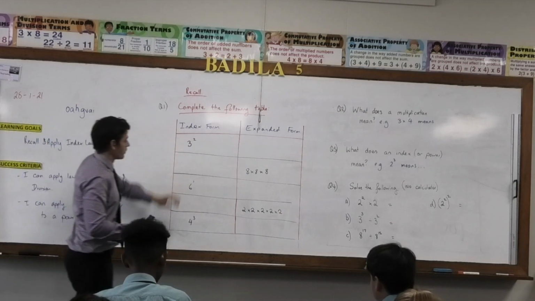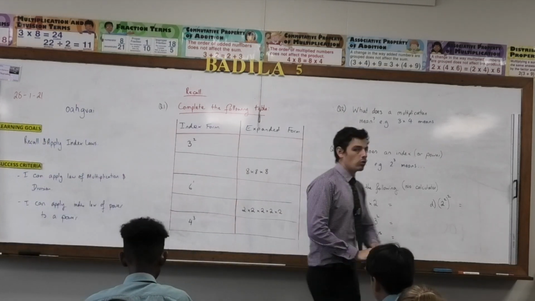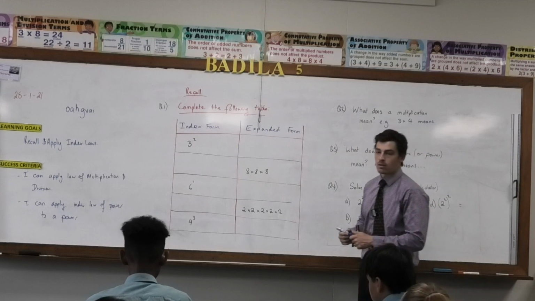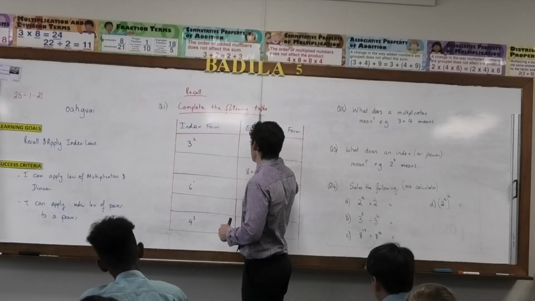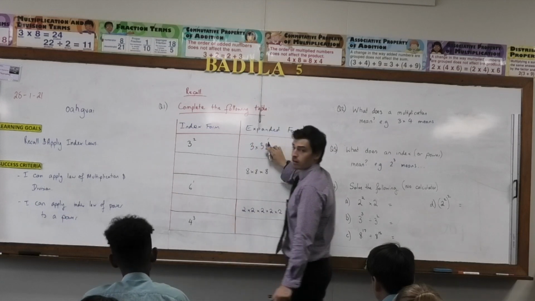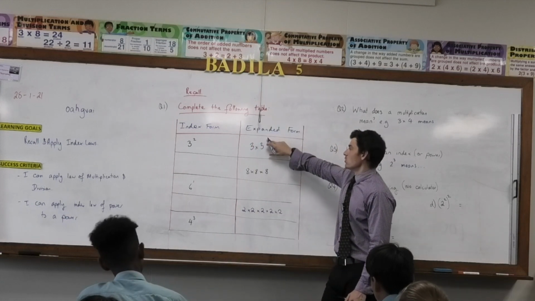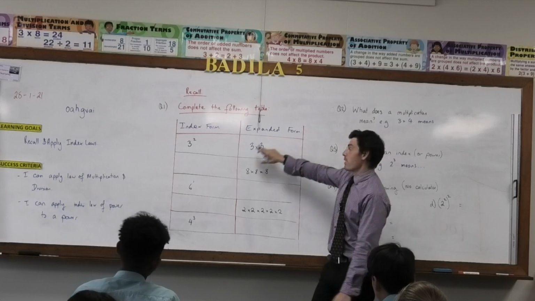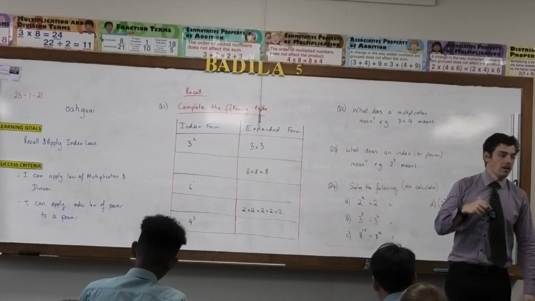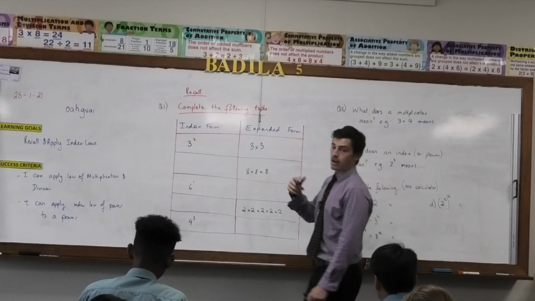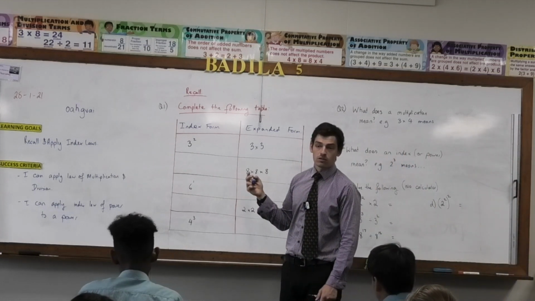So, Ash, you want to help me out with 3 squared? What does that look like in expanded form? 3 times 3. We've got 3 to the power of 2, which means we have 3 times 3. How many times are we multiplying 3 by itself?